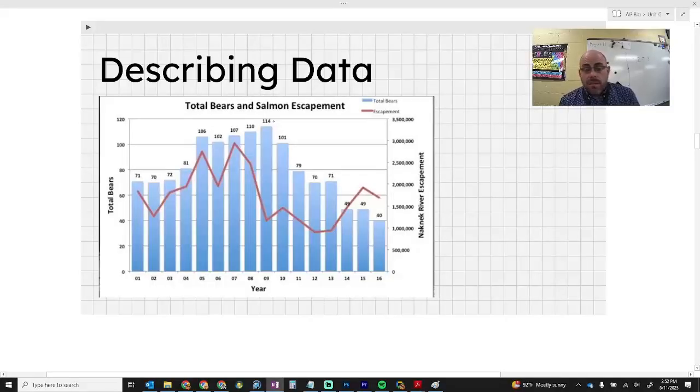And it could be really simple. Sometimes the descriptions are really simple, like describe the difference between 2008 and 2010 when it comes to number of bears.